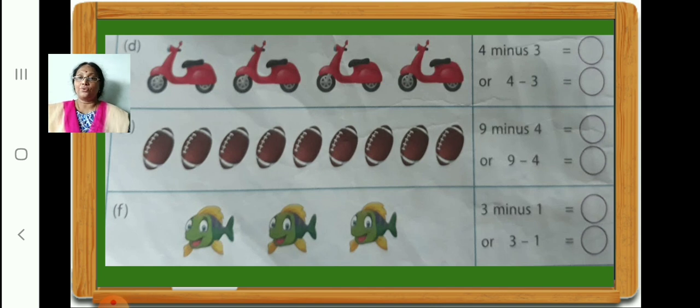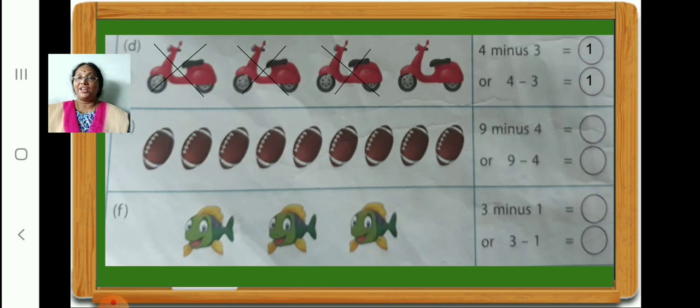Here we have to minus 3 from 4. So let us cross 3 scooters. 1, 2, 3. Now how many scooters are left? 1. Therefore 4 minus 3 is equal to 1. Or 4 minus 3 is equal to 1. So write 1 in the circle. Very good. Now let us do question E.